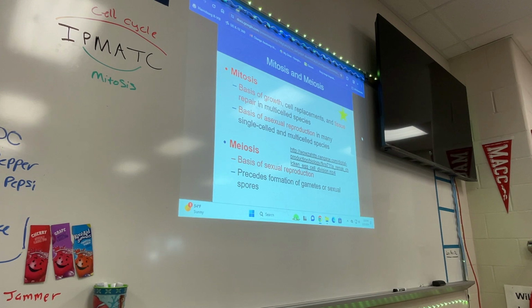Now meiosis is a little bit different. Meiosis is the basis of sexual reproduction. Meiosis only takes place in reproductive cells. So we're talking egg, sperm, pollen. Reproductive cells, that's where meiosis takes place. Mitosis is genetically the same, identical. Meiosis, different. We want different for meiosis. Mitosis the same, meiosis different.